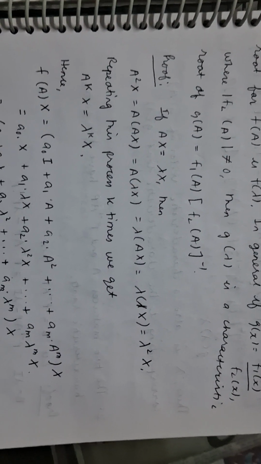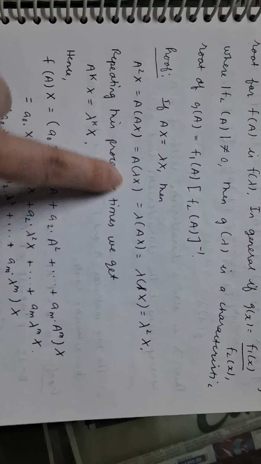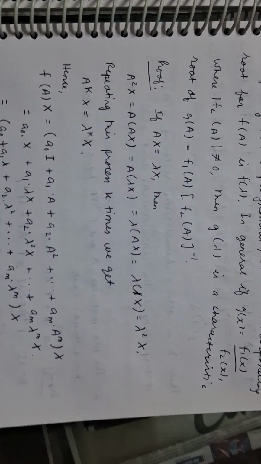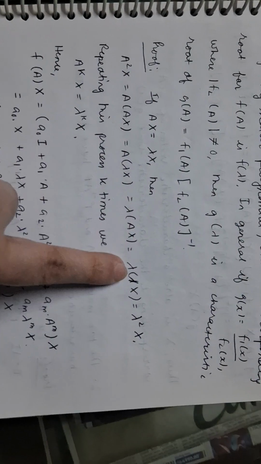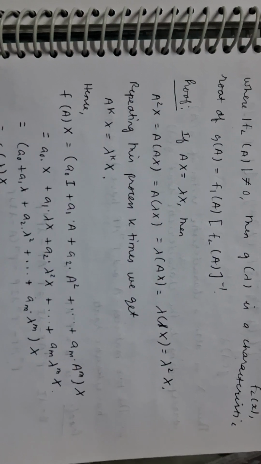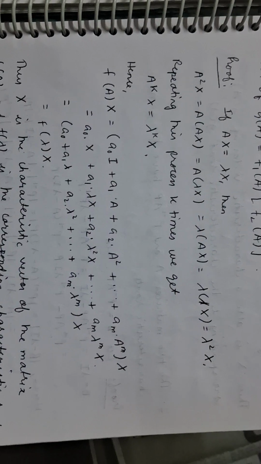For the proof, let us consider that Ax is equal to lambda x. Then A squared x can be written as A multiplied by Ax, and replacing this Ax by lambda x we get lambda into Ax. Again replacing this Ax by lambda x we get lambda into lambda x, that is lambda squared x. Repeating this process k times, we get A raised to the power k x is equal to lambda to the power k into x.